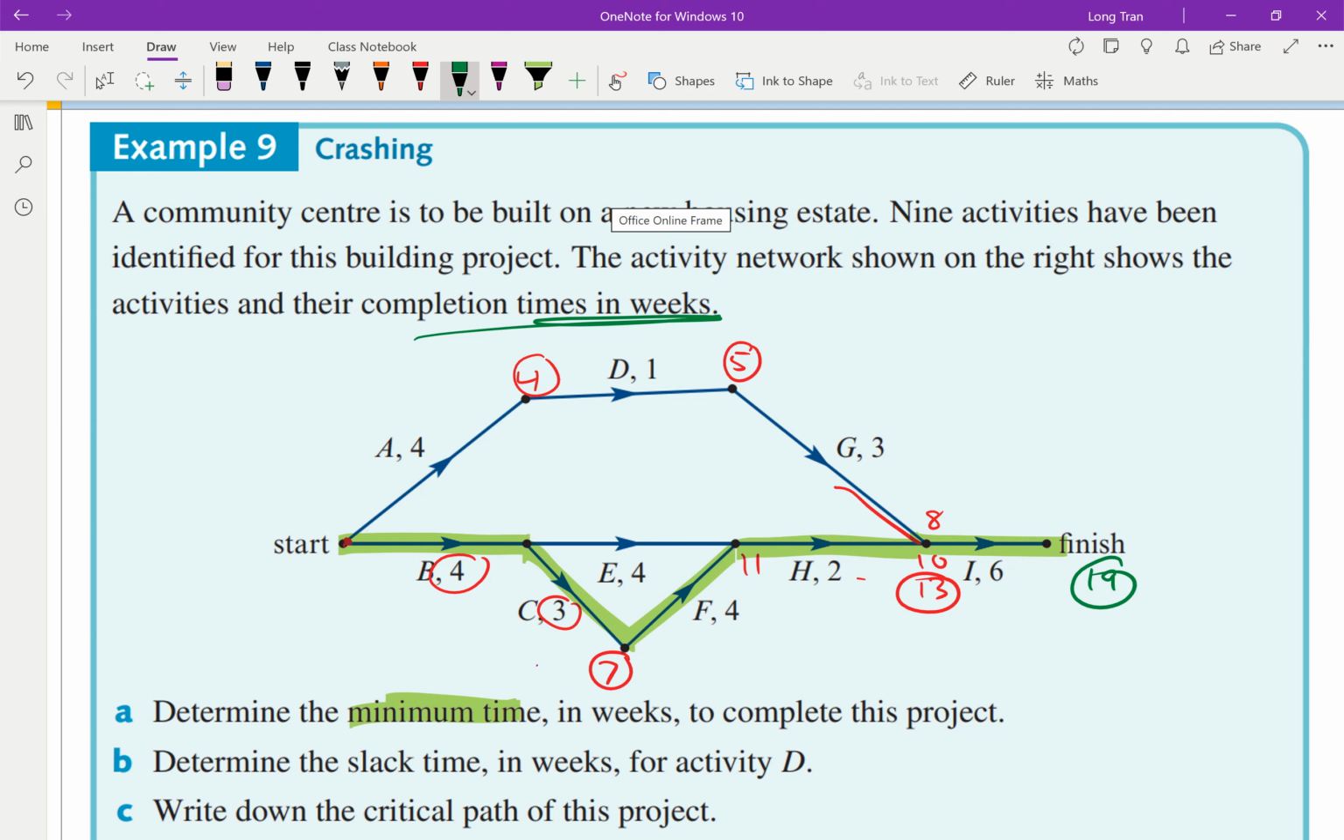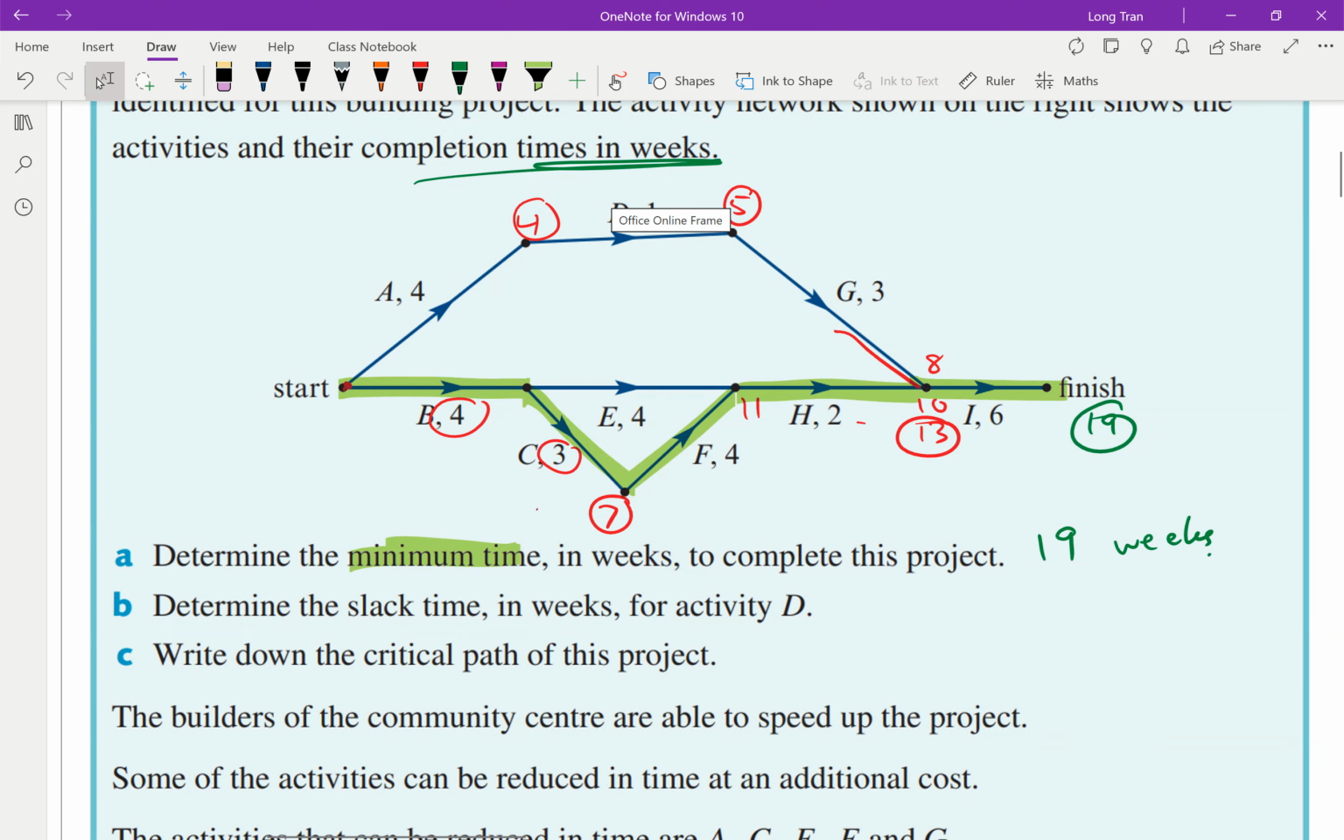So my minimum time in weeks is 19 weeks. Can you see what I'm doing there? So the technique I'm using is Dijkstra's algorithm in the longest pathway. That allows me to identify that time. Okay, so we do the same thing.